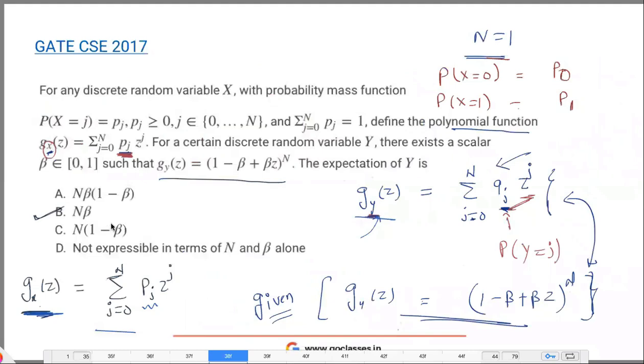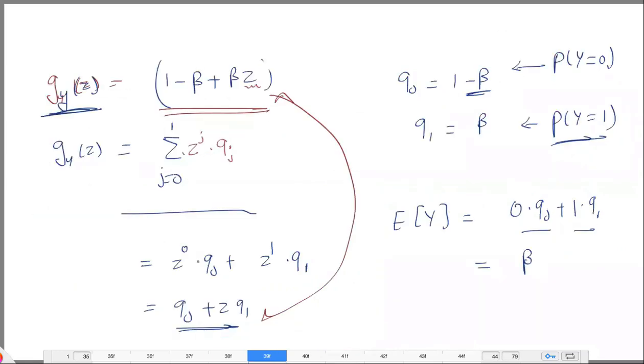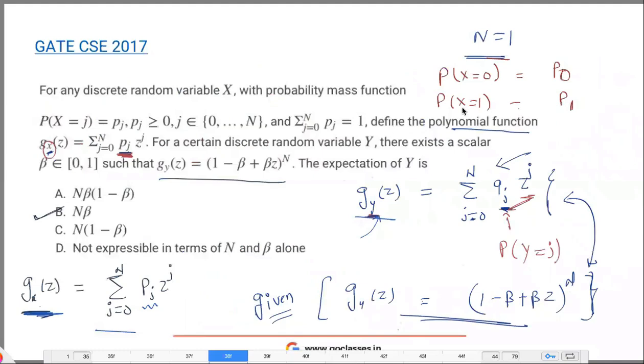You got the point? So only in option B we are getting beta, right? Or there are other ways to solve this. You can maybe plug in the value of beta. So let me just try it out. If you plug in the value of beta to be 1, then the answer should be n, right? Let me just go to the next page.